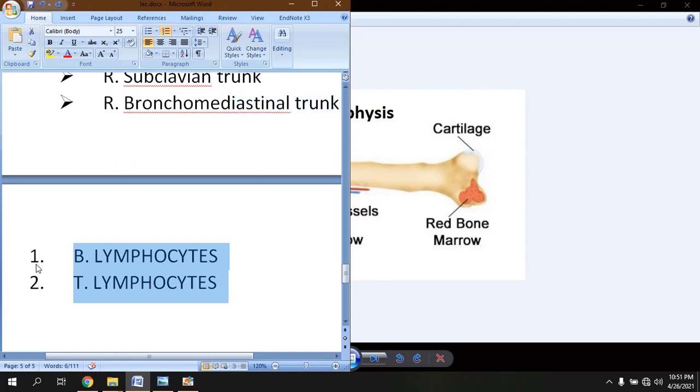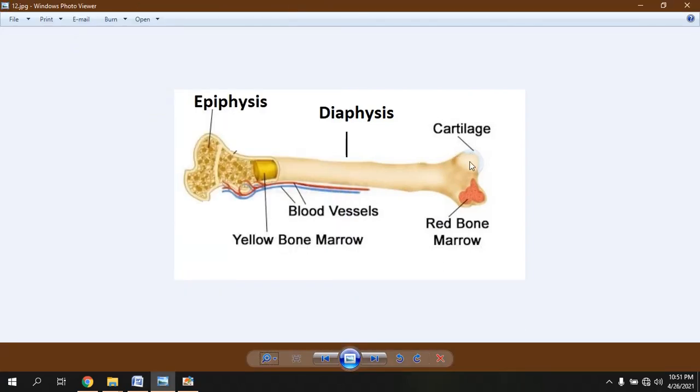The B lymphocyte and T lymphocytes both are synthesized. Where? Both are synthesized in the bone marrow, in the red bone marrow.